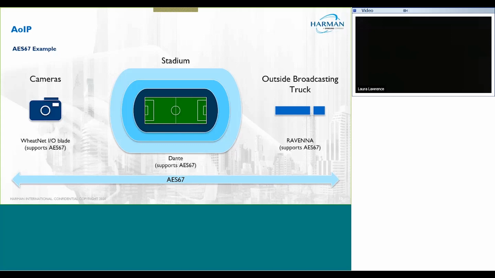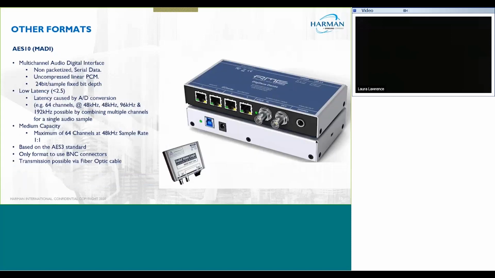The advantage with 67 is I can now do all that over networking. I don't have to keep converting it from WheatNet to MADI, and then MADI to Dante, and then Dante to MADI, and then MADI back to Ravina. I can just send the audio AES67 compliant across the entire system. Here's an example of what MADI looks like. Notice this is actually an interface that converts Dante traffic to MADI. So there are lots of options here. MADI's been around a very long time. It's very popular. But again, there are limitations there that you just don't have to worry about with 67.